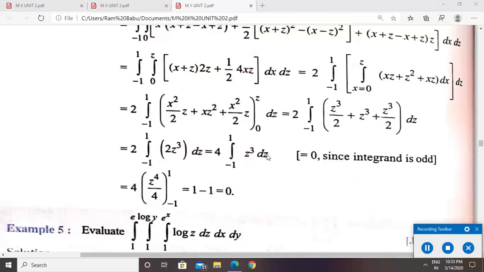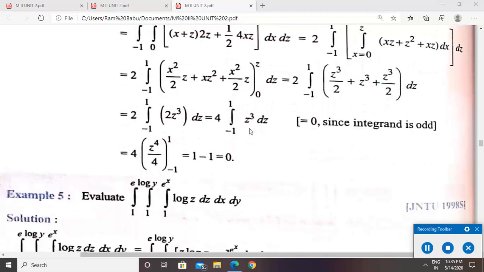Finally, z cube dz. Here 2 is constant, 2 into 2 is 4. Integral value of z cube is z power of 4 by 4 with the limits minus 1 to 1. 1 minus 1 equals 0.